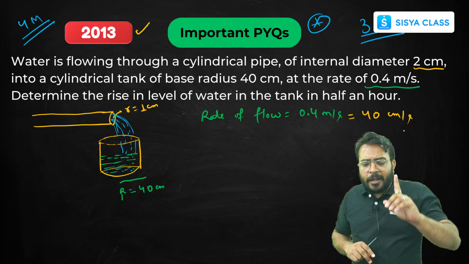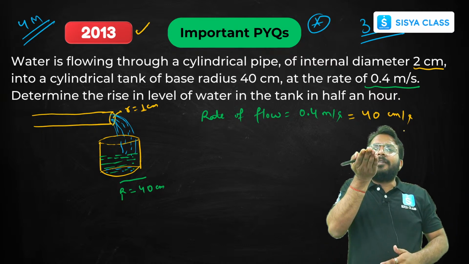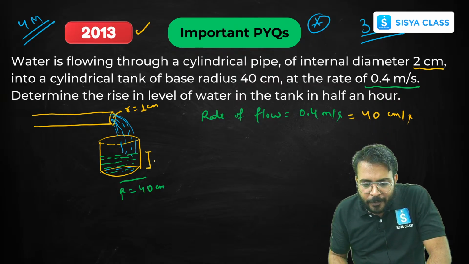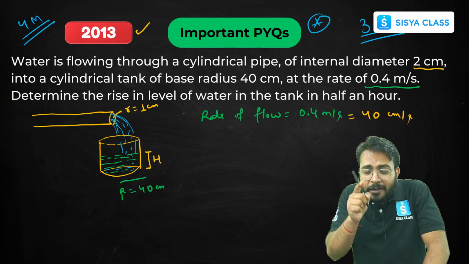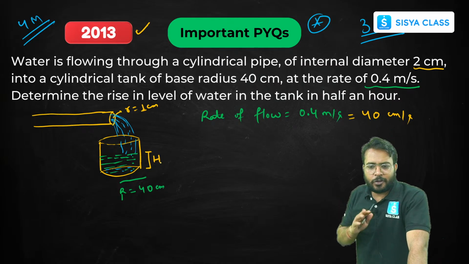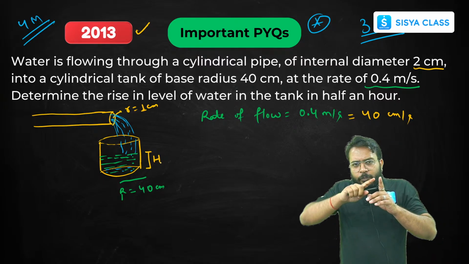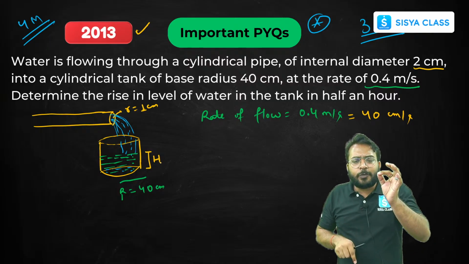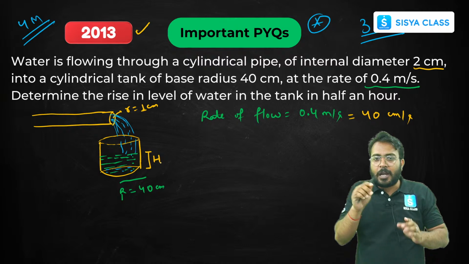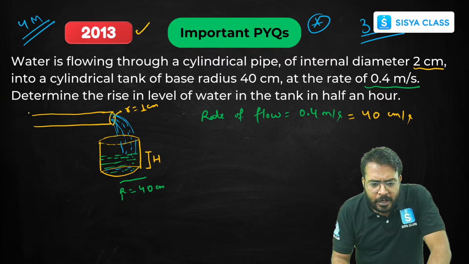Now what they are saying is: in half an hour, determine the rise in the level of water in the tank. That means what is going to be the height of the level of my water in half an hour? Understood my point? So first of all, tell me the speed at which water is flowing. It is 40 centimeters per second. In 1 second, water is flowing 40 centimeters.